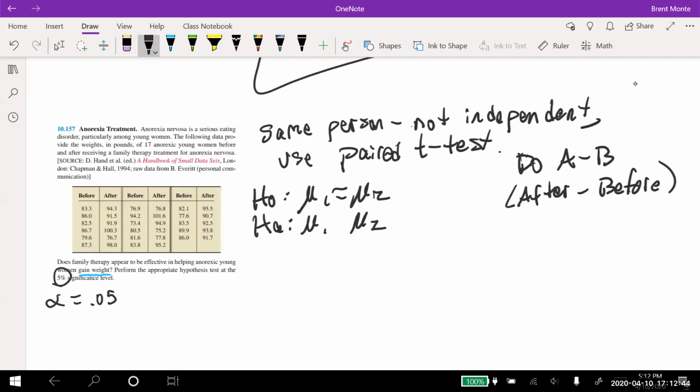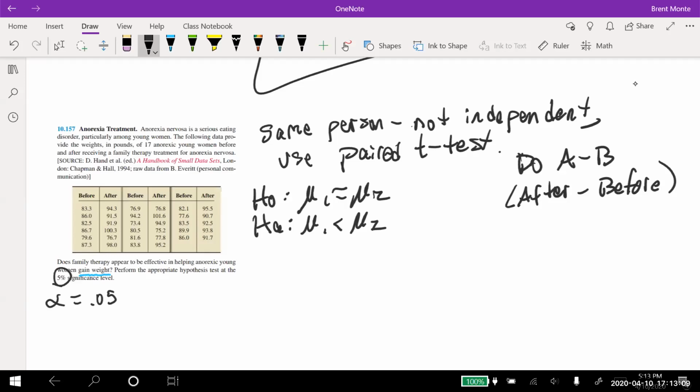So we're actually doing a mu1 is less than mu2. All right, so that's what we're doing. If they've gained weight, they weighed less before. Okay, so now if I do the after minus before, I'm looking for negative numbers. So to me, it makes more sense. So let's look at this and check to see what's happening.